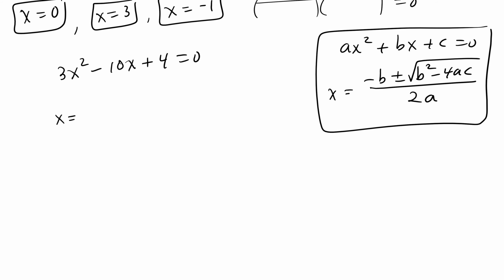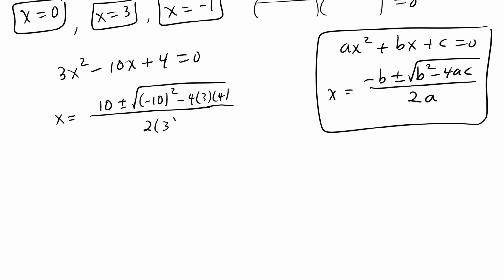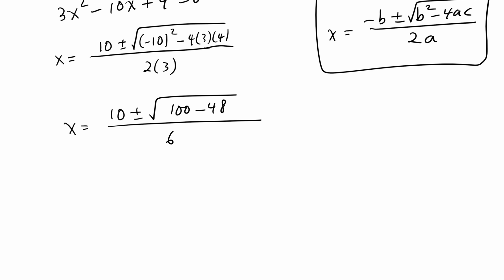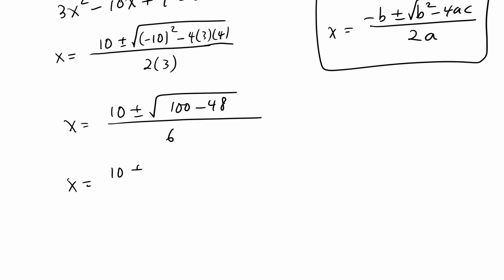So x equals negative b, so negative negative 10 plus or minus the square root of b squared minus 4ac, divided by 2a, 2 times 3. So x equals 10 plus or minus the square root of 100 minus 16 times 3, 48. So 100 minus 48, divided by 6. That would equal 10 plus or minus the square root of 52 over 6.